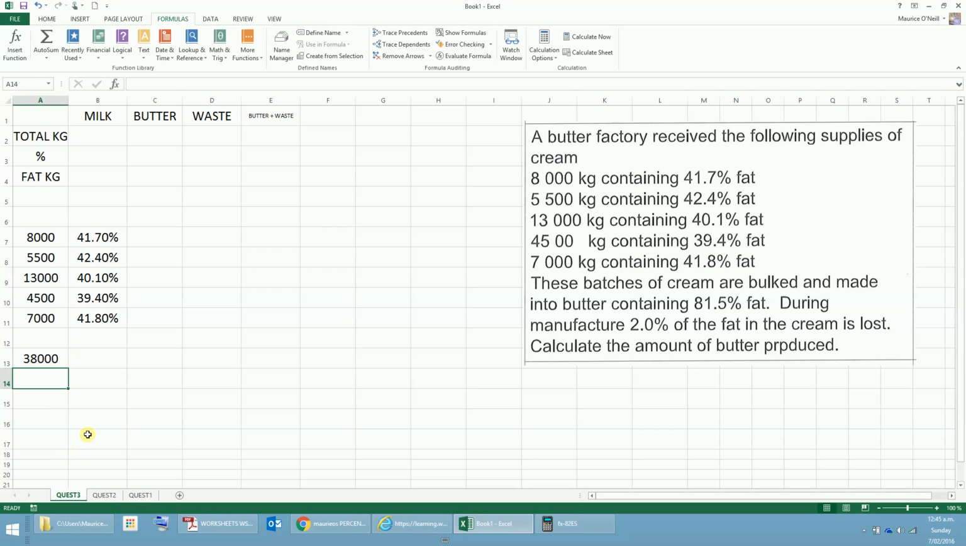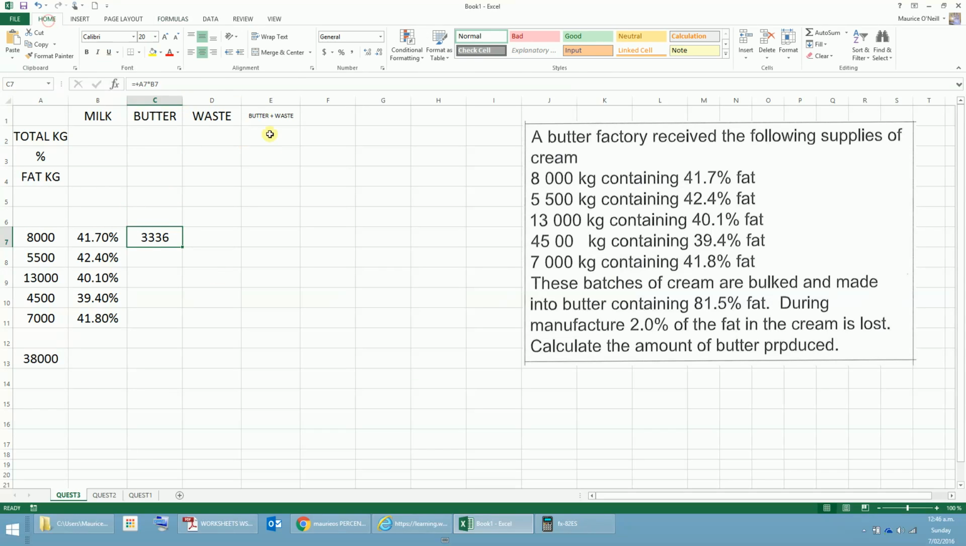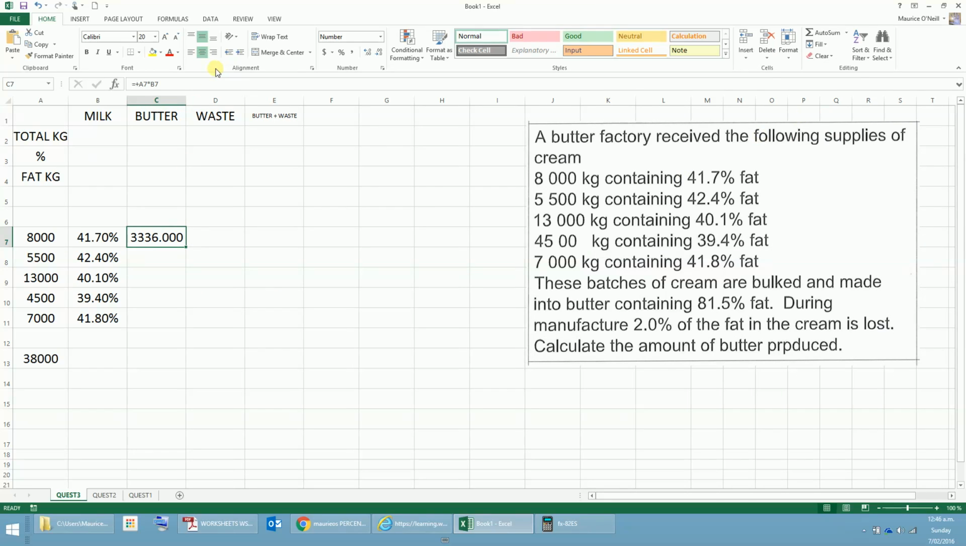Enter. Yeah, and that's giving us a total of 38,000 there. Okay, now to work out the fat content, it's just plus that there, times the percentage, and that's giving us 3336, and we'll just put these up to format auto fit column width. That's one too many, drop it down, 2 is fine.